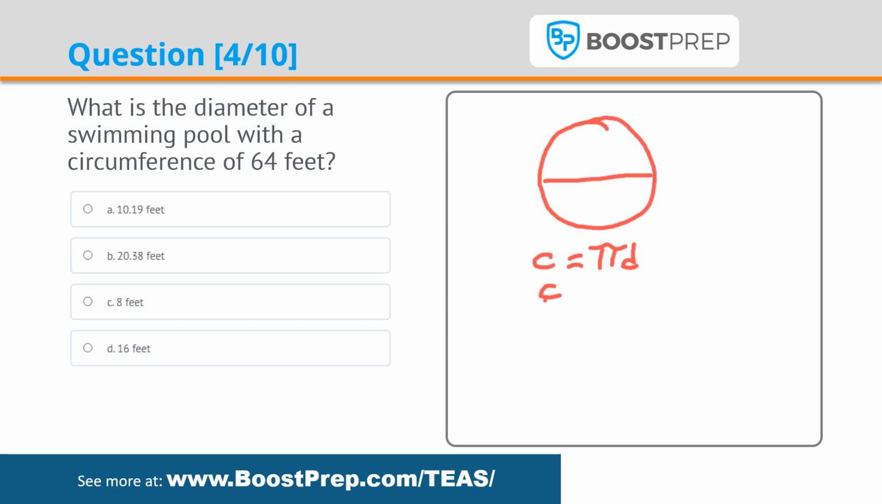So we get C over pi equals d, which equals 64 feet divided by pi, which is 3.14. And using the calculator provided for you on the test, you get the answer of 20.38.